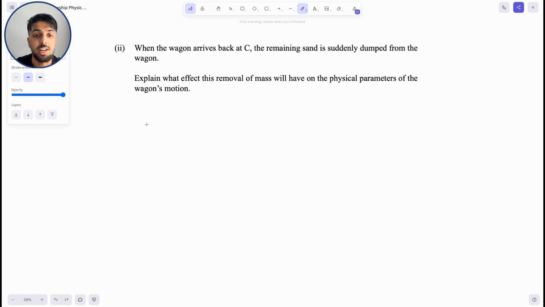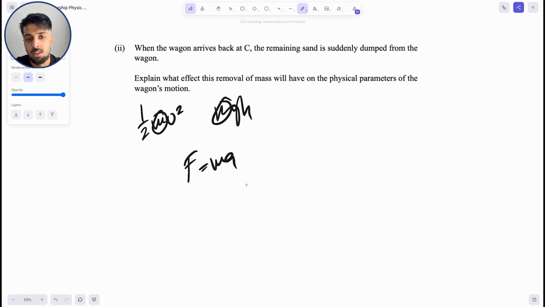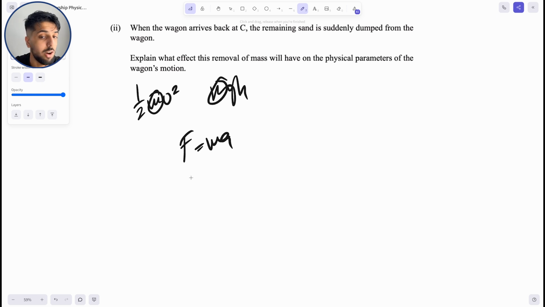So our energies, such as our kinetic energy and our gravitational potential energy, these both have masses involved, and our force, which is F is equal to ma, or in this case is just going to be our weight force, which is F is equal to mg. That also includes mass. So those two things are going to be affected. Everything else will not change.